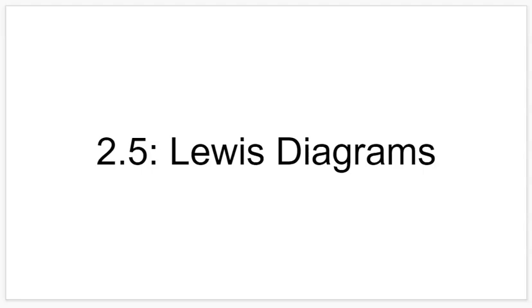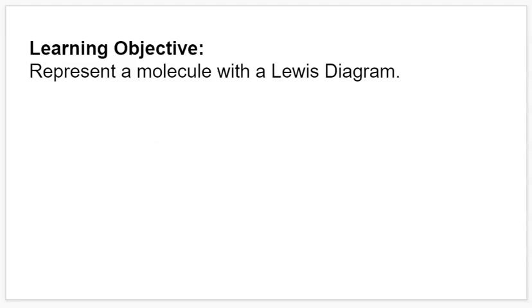Hello, AP Chemistry students. We're now at section 2.5 on Lewis diagrams. So our learning objective for this one is relatively straightforward. We're going to be representing a molecule with a Lewis diagram. Lewis diagrams are also called Lewis structures or structural formulas.